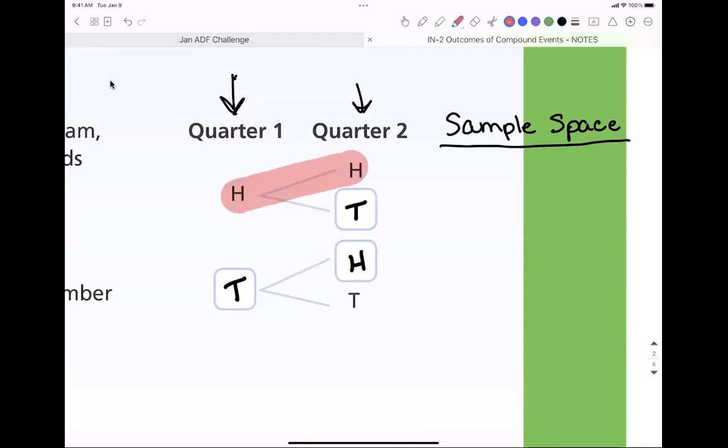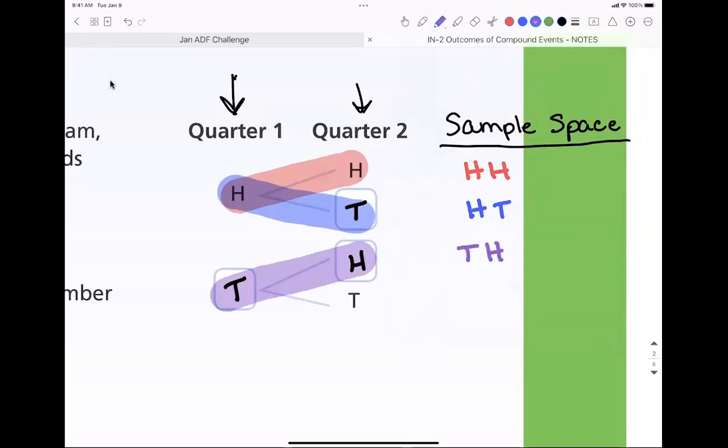You've got heads as your first possible answer in your sample space. Then you've got heads, tails. So your next possible event in your sample space would be heads, tails. Then you move on and you've got tails, heads. So tails, heads is your next possible outcome. And then last, you've got tails, tails. And so your last possible outcome in your sample space would be tails, tails.